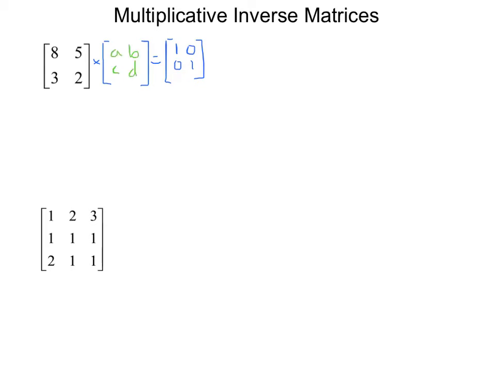Now, I ask myself, how is this entry 1 generated? Well, it's row 1, column 1. So I'm going to write out that equation. Then I'm going to do the same for this 0 over here. And then we'll get those last two entries too.